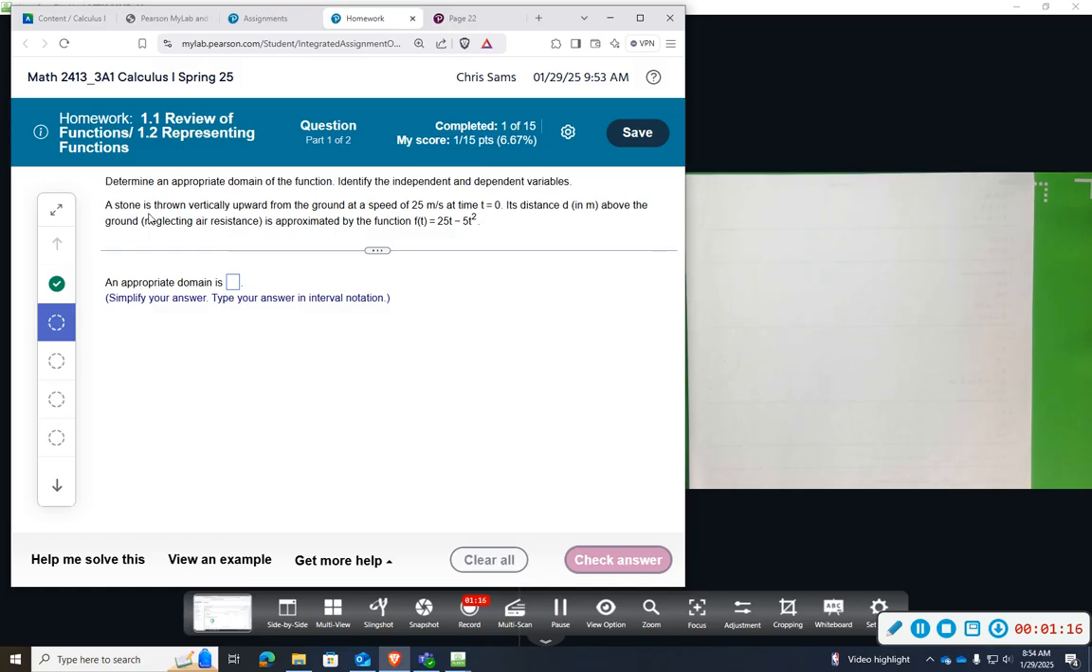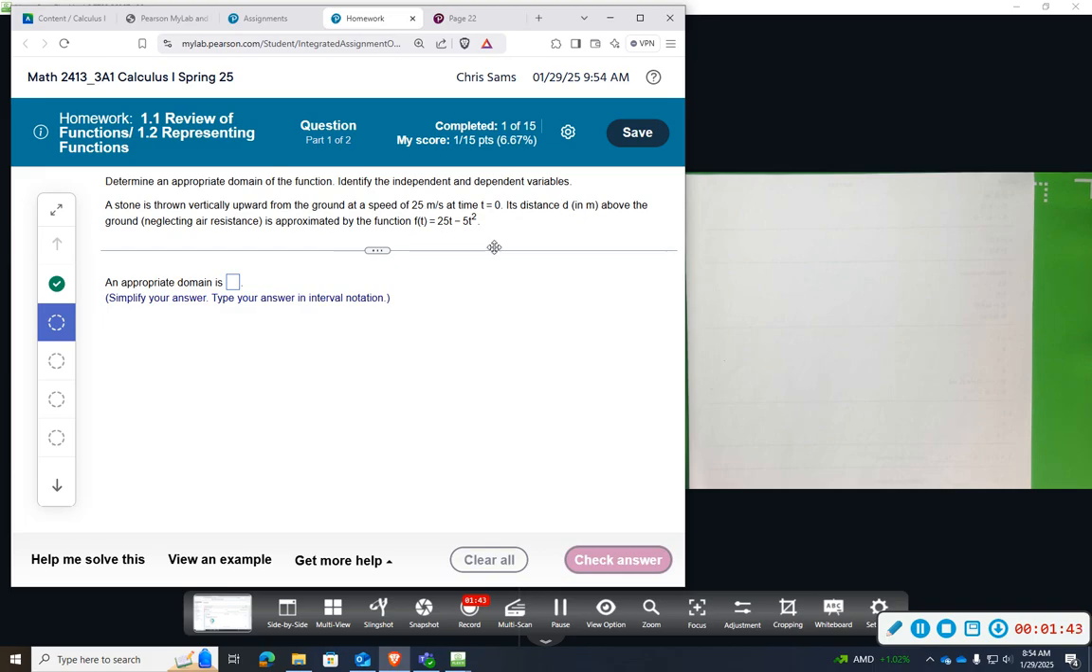Okay, so this one tells us a stone is thrown up from the ground at a speed of 25 meters per second at time t equals 0. The distance in meters above the ground, neglecting air resistance, is approximated by this function. So we're given f of t equals 25t minus 5t squared. t is time, and our f of t is going to represent distance.